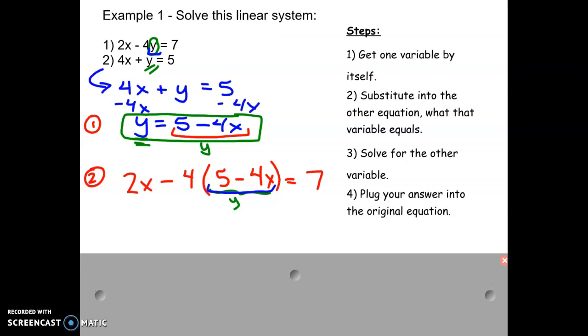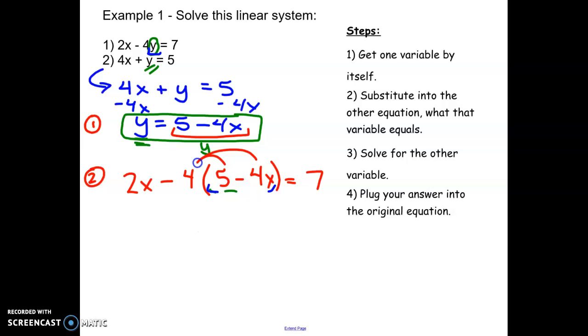So now, to finish this question, we have to figure out what x equals. So this is just about solving to get x by itself. I'm going to start by multiplying that minus 4 into the brackets, because brackets mean multiply. So when I multiply that minus 4 in, we get a 2x minus 20, because minus 4 times 5 is minus 20. And then minus 4 times minus 4x is positive 16x equals 7. So again, I'm just multiplying the minus 4 into the brackets.